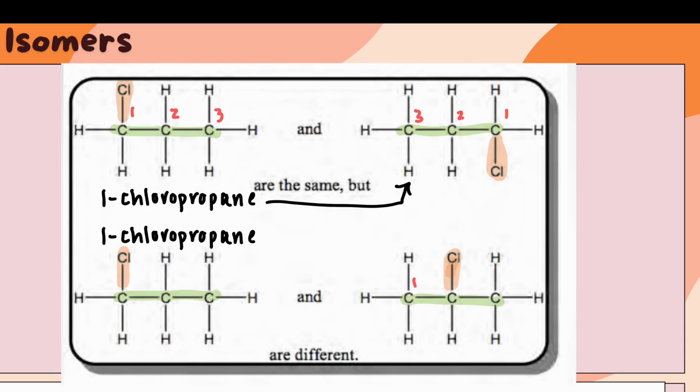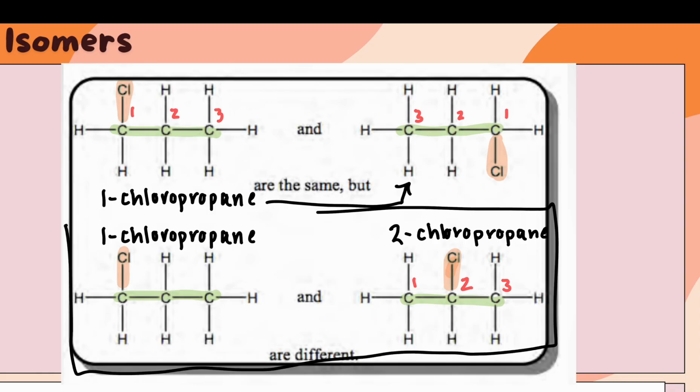If we were going to label this now, this one is 2-chloropropane. So that is going to have a different structural formula. The chlorine is attached to a different carbon on the carbon chain. So therefore, these two are isomers.